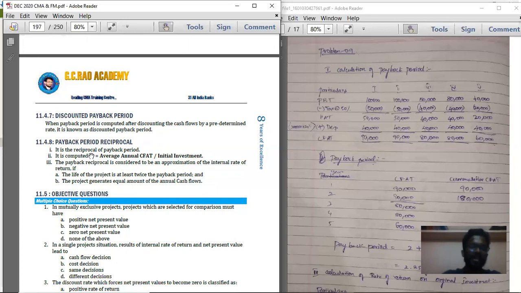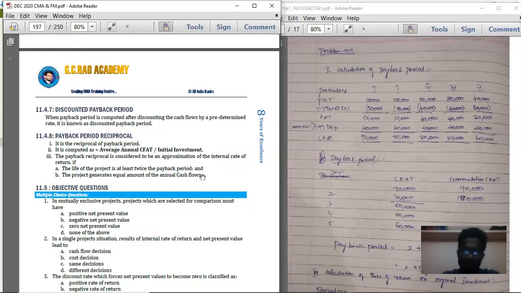Below that, payback period reciprocal. It is nothing but, suppose the payback period is 1 year, then 1 divided by the payback period is nothing but the payback period reciprocal. The formula for payback period is initial investment divided by average annual CFAT, and the reciprocal is average annual CFAT divided by initial investment.